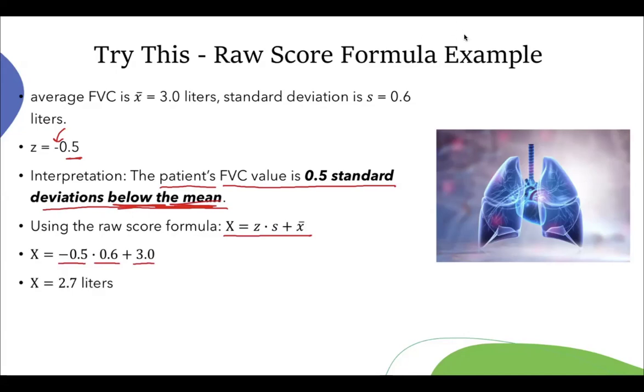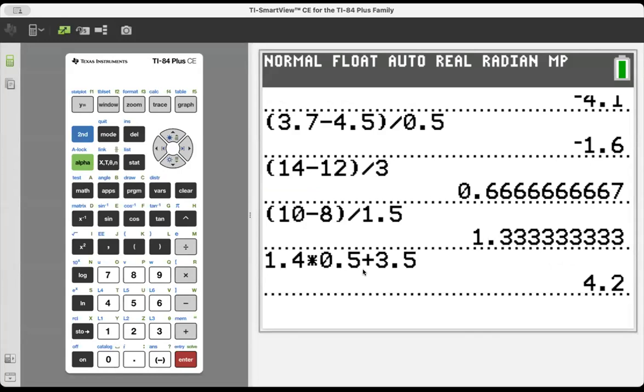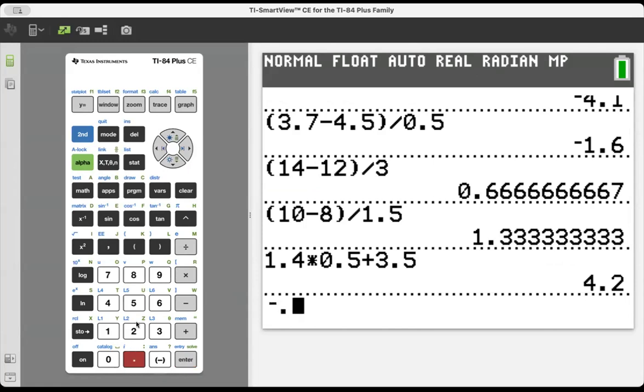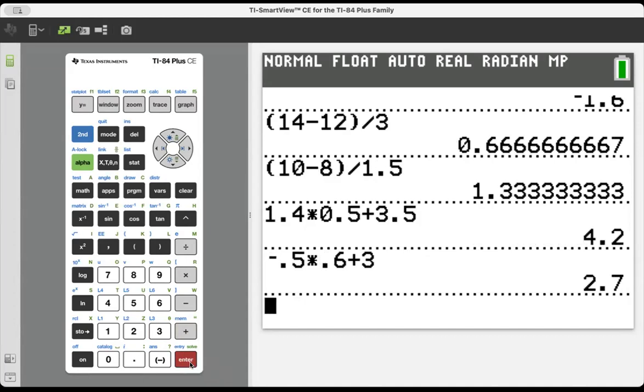Let me take you to the calculator and show you, to make sure you understand how to get that. We take negative 0.5. I want to make sure you understand where the negative key is. The minus sign is different than the negative key. Minus is above plus, but negative is to the left of enter. That's the one you're going to use here. Negative 0.5, then you multiply that by 0.6 and you add 3. This gives us a forced vital capacity raw score of 2.7 liters.